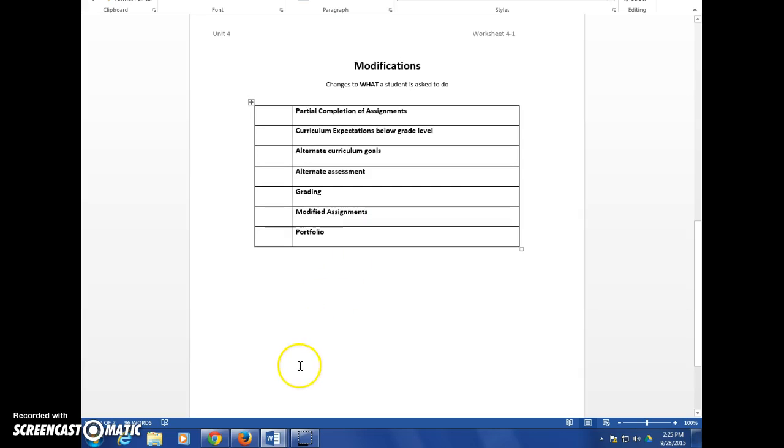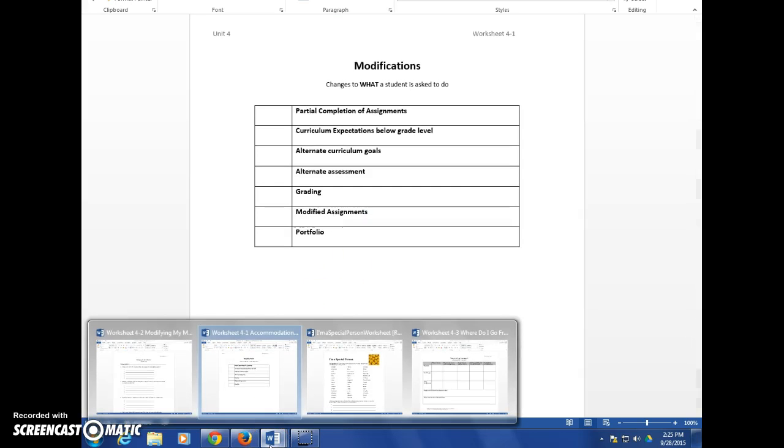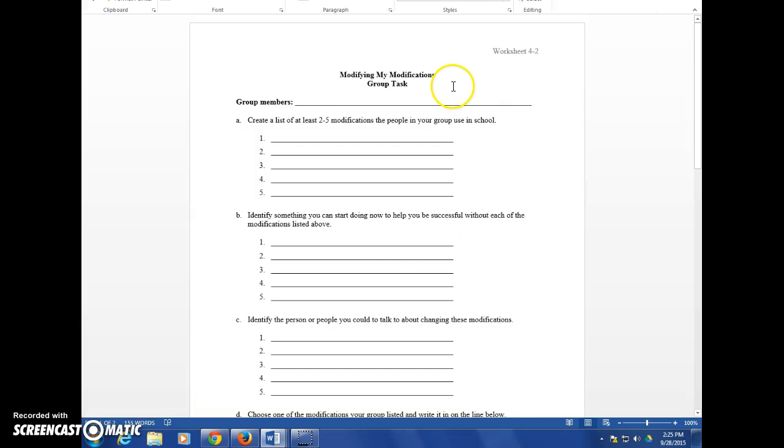The next page we're going to look at is called Modifying My Modifications. We're going to do this as a group. All the freshmen are going to get together, and you're going to talk, and you're going to come up with a list of modifications that you all use, and you're going to write them in this 1 to 5 box. A lot of it's going to be testing in a separate room. There might be different ones, but go ahead and share those.